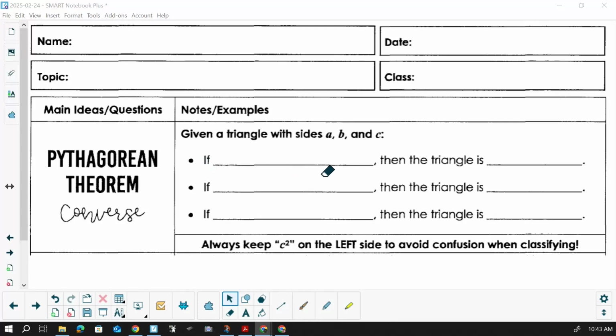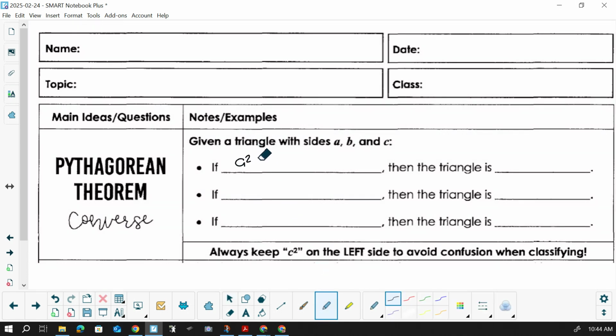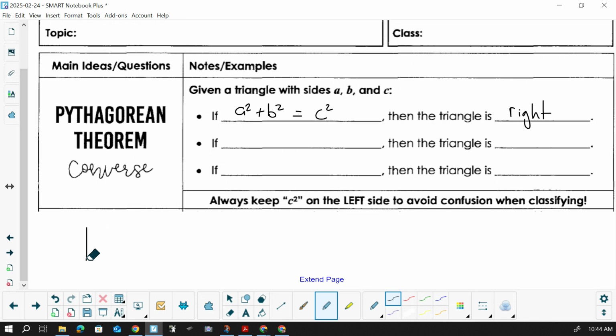All right, so we've already learned the Pythagorean theorem, which says a squared plus b squared, the two smaller sides, which would be the legs if it's a right triangle, equals c squared. That's a right triangle. What that looks like is you have the a, the b, the c.